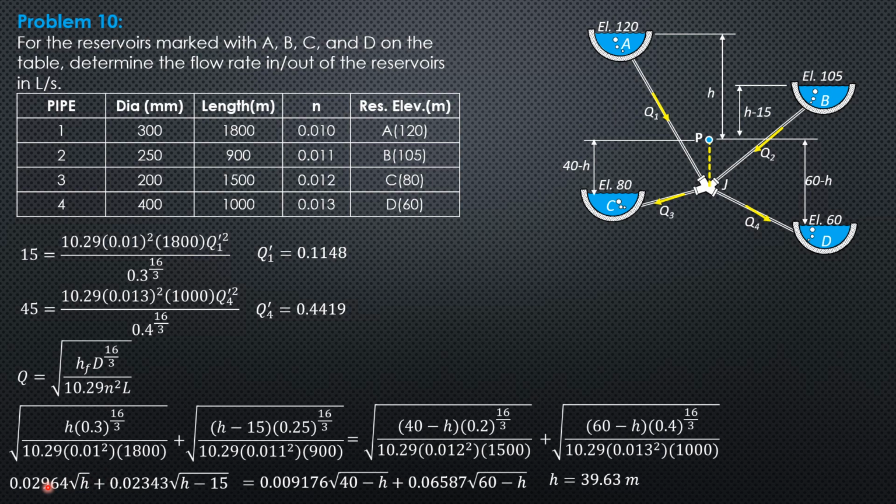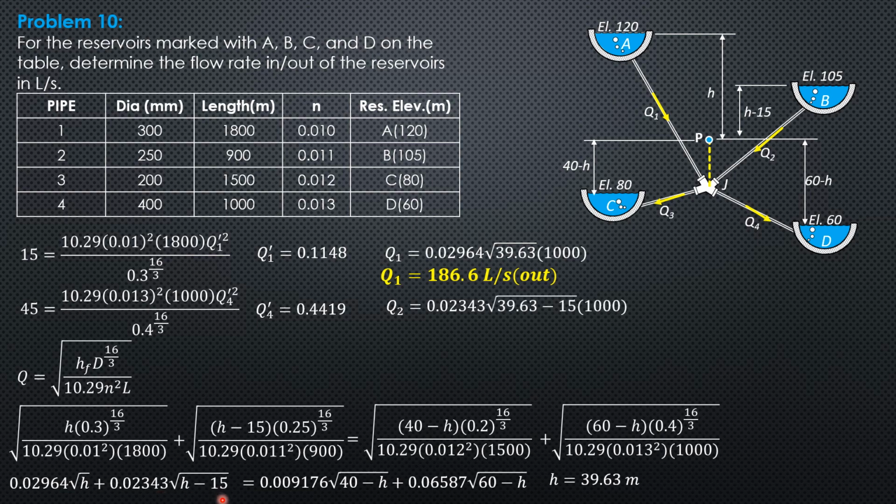So we can now compute Q1. Q1 is 0.02964 square root of 39.63 times 1000 to convert it to liters per second. That's the requirement in liters per second: 186.6 liters per second, and it is an outflow. Q2 is also out of reservoir B. So this is Q2, 0.02343 square root of 39.63 minus 15 times 1000. So Q2 is also outflow, 116.3 out of reservoir B.